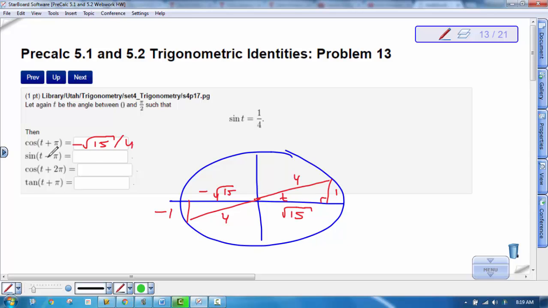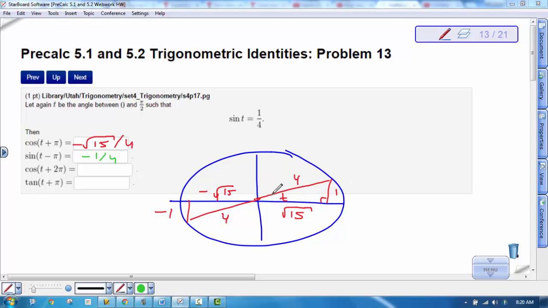Okay, the next part, sine of t minus pi. Well, here's t. If you subtract pi, you're still right back to the same spot as the triangle we just drew. So this would be the same triangle, and sine of that would be opposite over hypotenuse, so it would be negative 1/4. And we're talking about the same triangle for the next one, because t plus 2 pi just goes around twice.